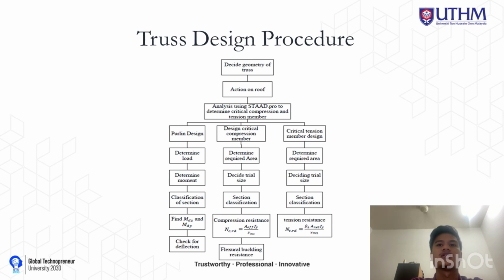For the critical compression member and the critical tension member design, all the steps are the same, which are: determine required area, decide trial size, section classification, compression resistance and flexural buckling resistance.